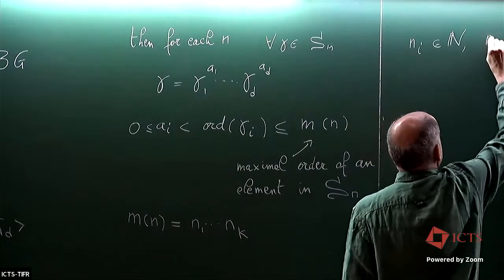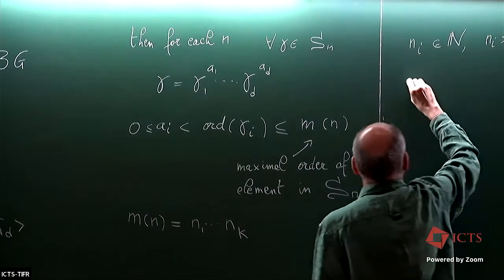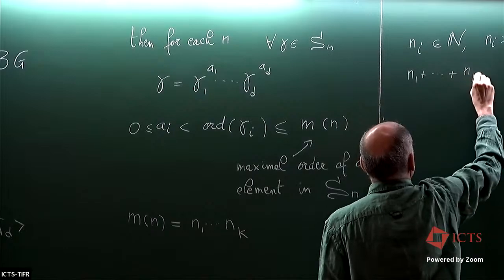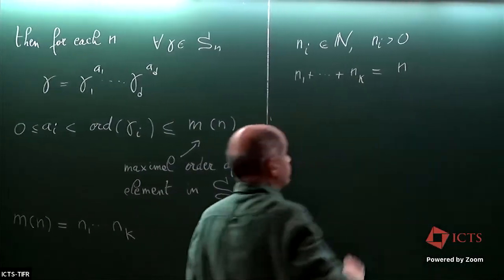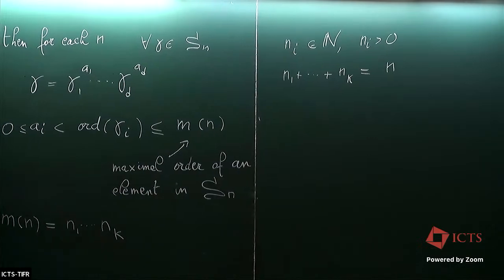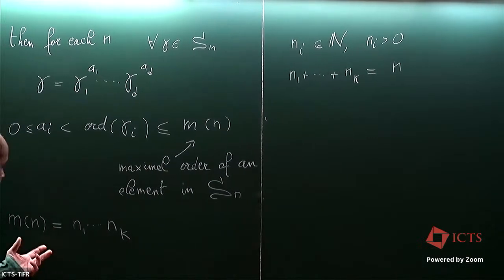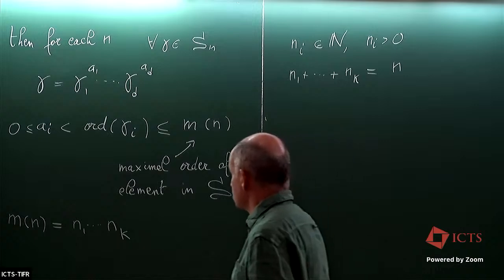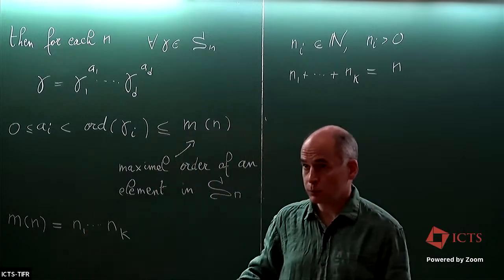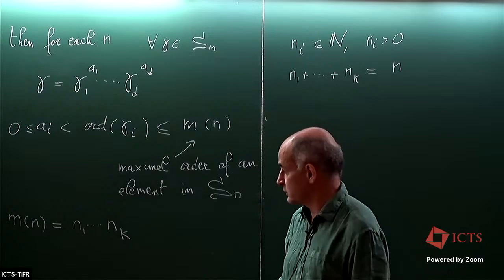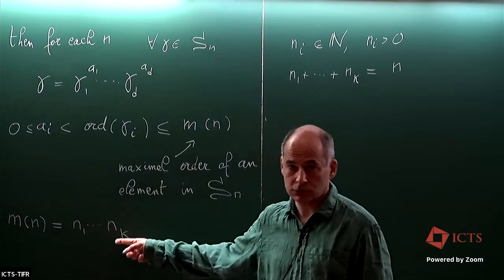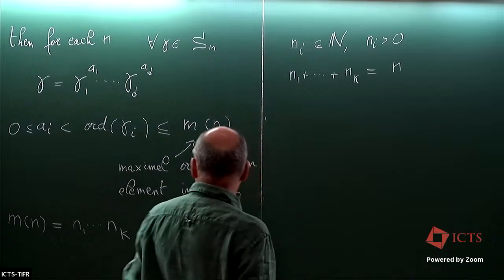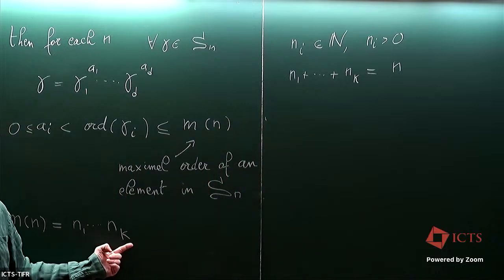Let's say strictly positive, such that the sum equals n. Decomposing into disjoint cycles, the order of the product is the least common multiple of the lengths of the cycles. So in particular, it's at most the product of the cycle lengths. And now I have to estimate this quantity, not knowing k.